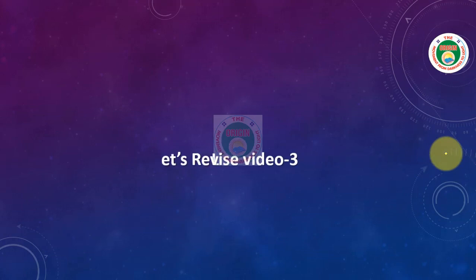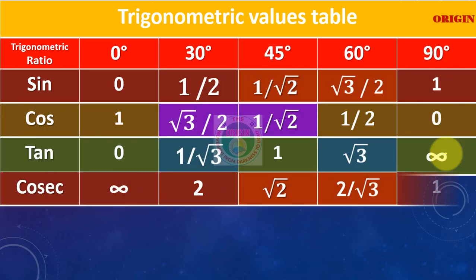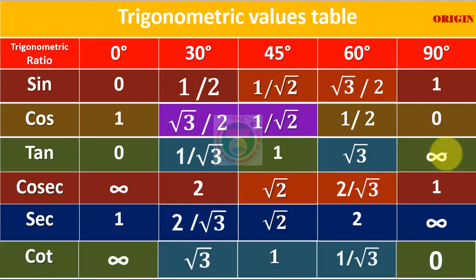Revision of the next video: trigonometric values table. We have the basic angles from 0 to 90 degrees. Already we simplified and gave the table. Once recollect it: trigonometric ratios at 0, 30, 45, 60 and 90 degrees. These are the basic angles.